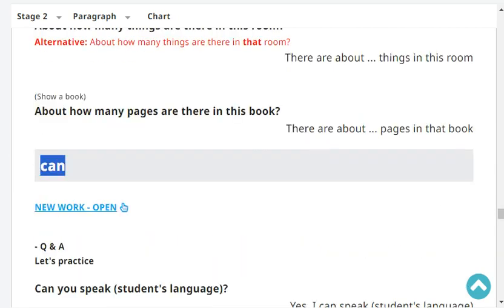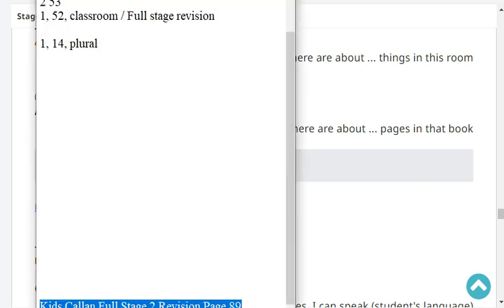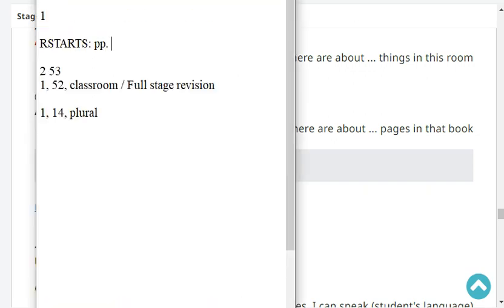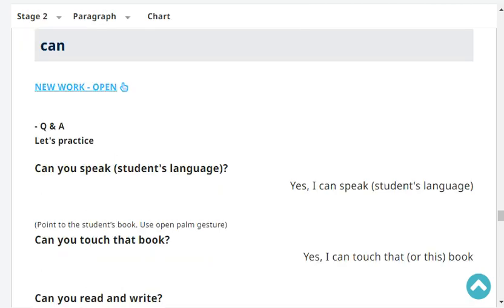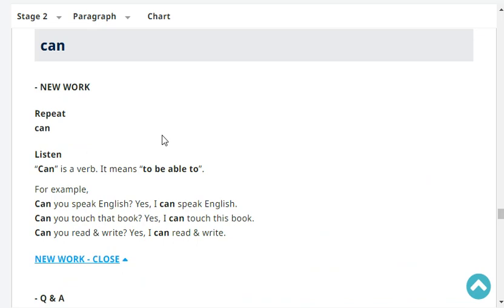Okay, repeat. Can. Very good. Okay, here we go. Listen. Can is a verb. It means to be able to do. For example, can you speak English? Yes, I can speak English. Can you touch this book? Yes, I can touch that book. Can you read and write? Yes, I can read and write. So it means you're able to do.